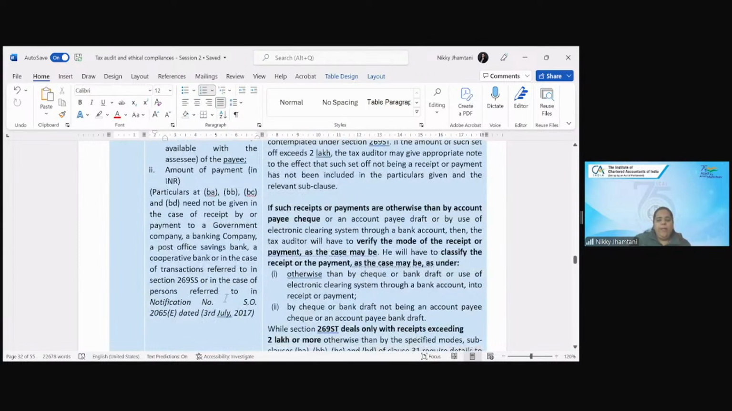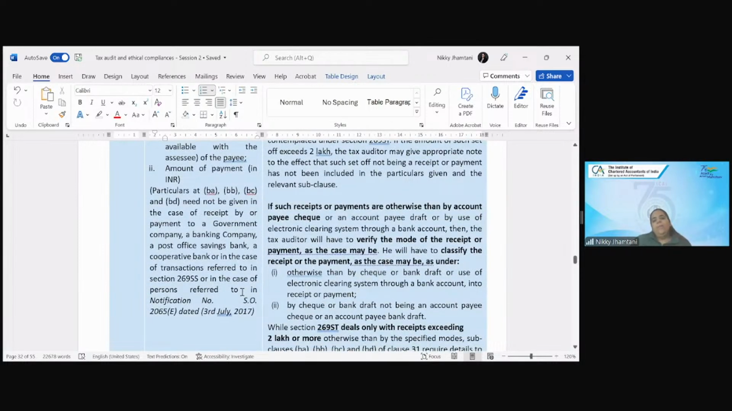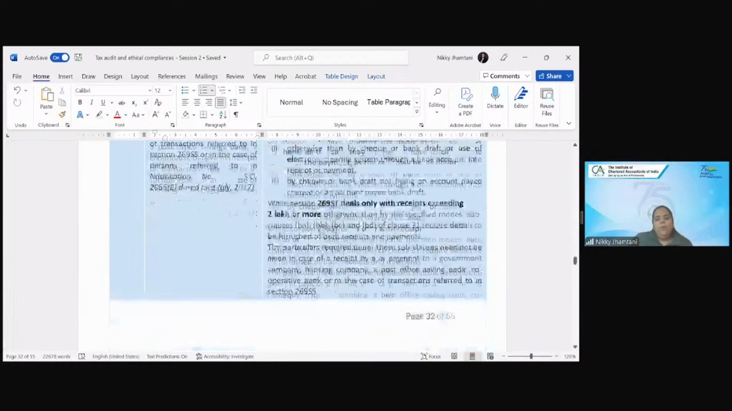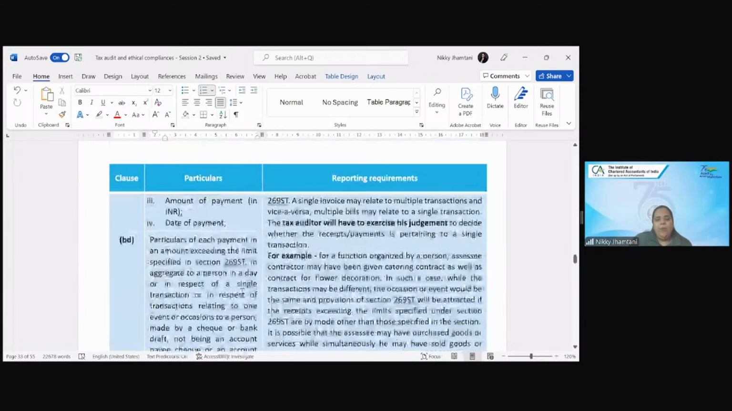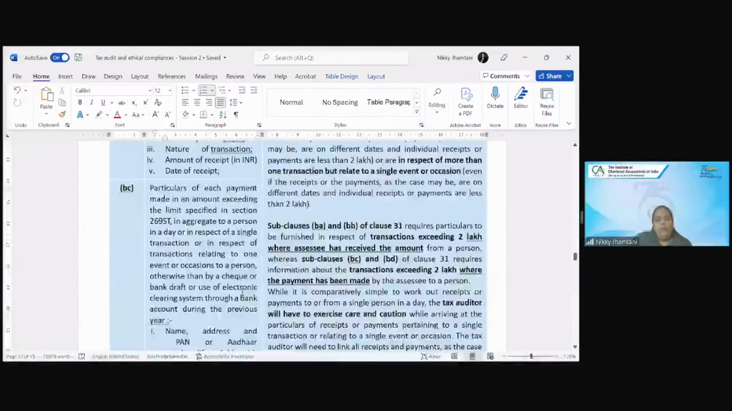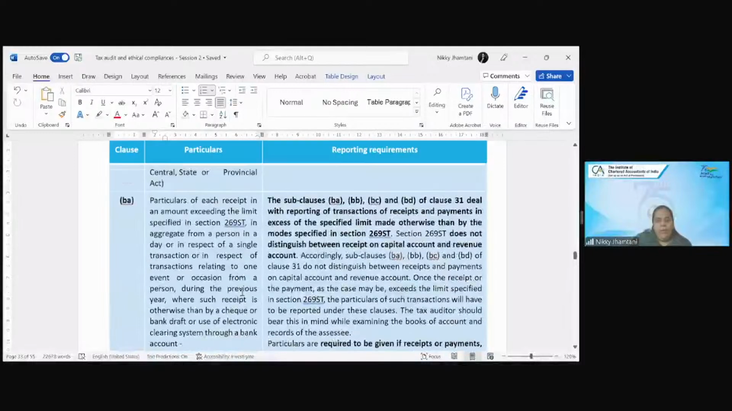And then it specifies that particulars at BA, BB, BC and BD need not be given in the case of receipt by or payment to a government company, banking company, post office, saving banks, a cooperative bank, or in the case of transactions referred to in 269 SS, or in the case of persons referred to in notification. So in these cases में requirement नहीं है देने की. Now what are the requirements? How you have to provide such information वो एक बार देख लेते हैं.